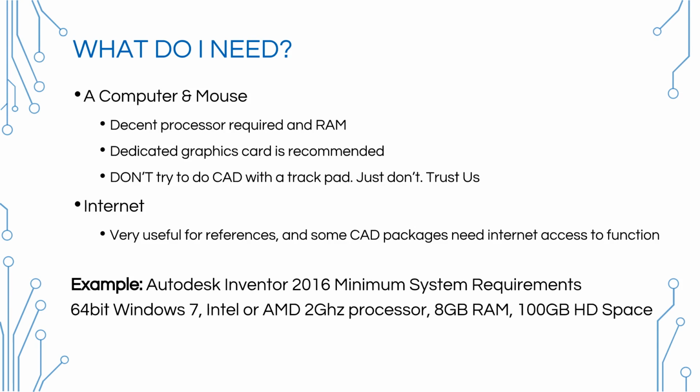And at the bottom, we've got an example. I just pulled up Autodesk Inventor's 2016 minimum system requirements. Windows 7 64-bit, Intel or AMD 2 gigahertz processor, 8 gigs of RAM, and 100 gigabytes of hard drive space. That is the minimum that they're saying their software will run at. So already that's a pretty decent computer. Yeah, it's a pretty decent computer, but as the days go on and as Moore's law continues, this is still only like maybe a $400 or $500 computer if you have to go out and buy it and you don't have it already.